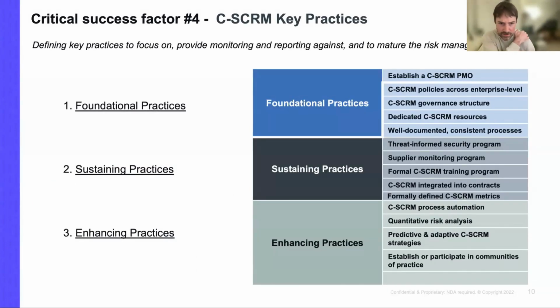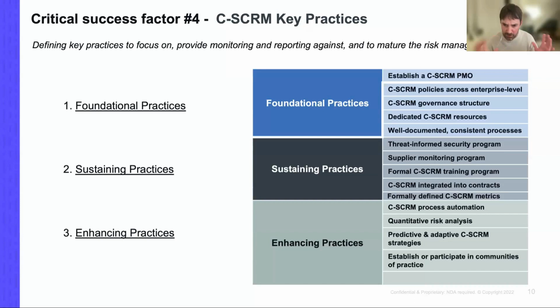CSF 4 is SCRM key practices. So I mentioned 161 touches on what it calls foundational, sustaining and enhancing practices. And the purpose here, when we look at the wider 161 framework, as you can see, there's a lot of different aspects that each one considers. So establishing that formal project management office from a foundational area, looking at governance structure and strategy, defining what dedicated resource we have for engaging with suppliers. Do we need to consider from an acquisition and procurement and contracts perspective and a legal perspective and so forth.